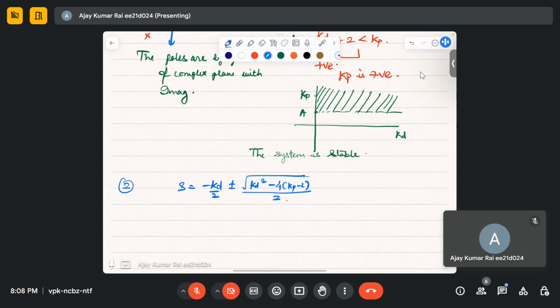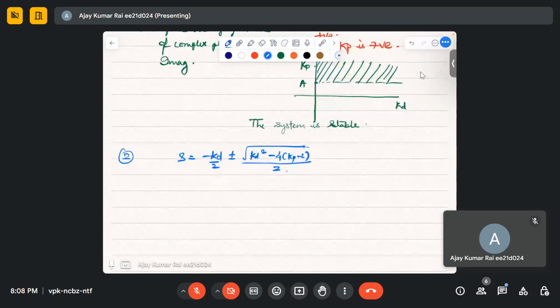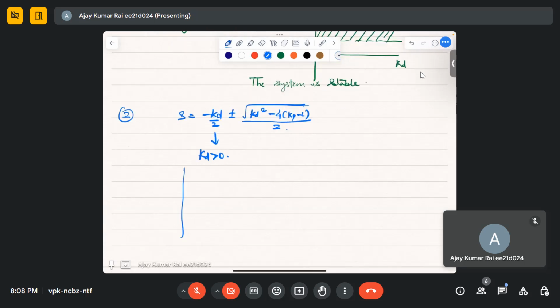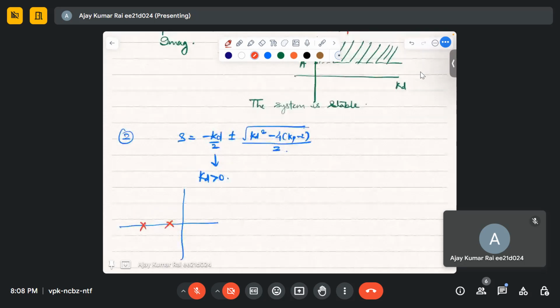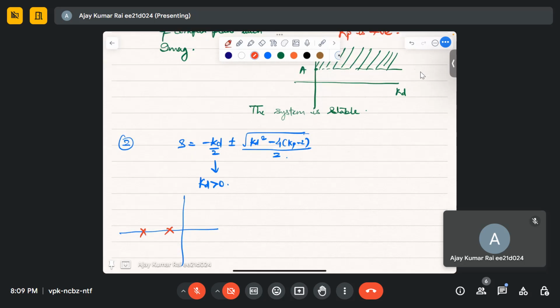The other thing that can happen is, again, I will say KD is greater than 0, because what I want is this situation: both the roots lying like this. For that, KD has to be greater than 0. If it is less than 0, then that's the other case.